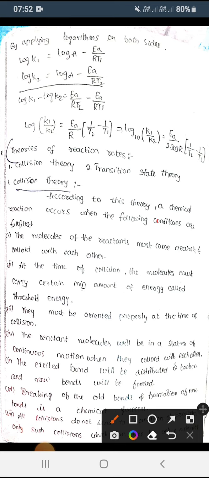Here we are going to consider threshold energy and activation energy. Let us consider the conditions. The first condition is that the molecules of the reactants must come near and collide with each other. The second condition is that at the time of collision, the molecules must carry some minimum amount of energy when they collide. That we call threshold energy.